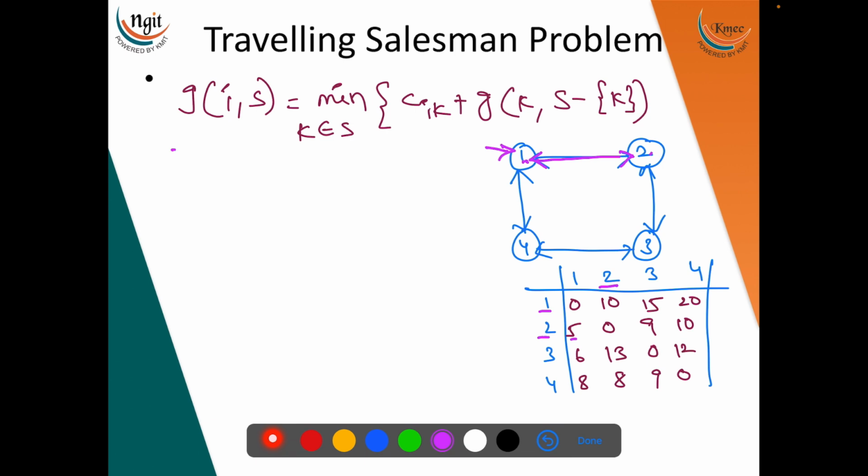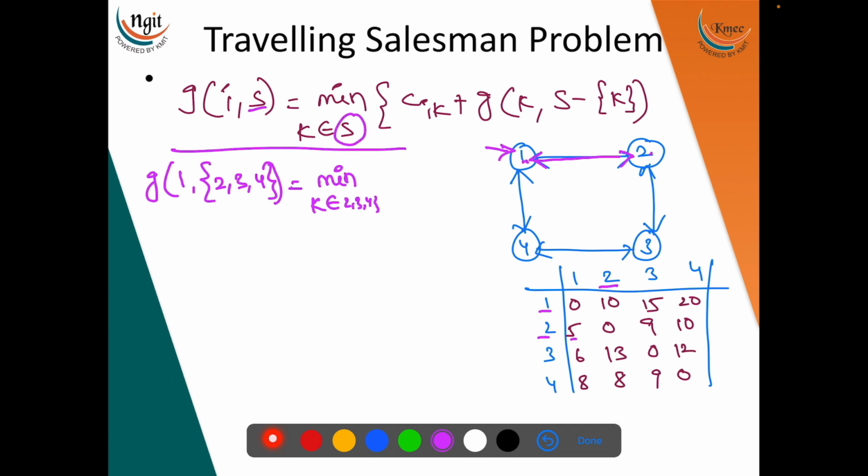Now go ahead. This is the formula to calculate the cost. Now what is g(i, S)? Here i is the starting vertex from where we are starting, and S is the set of vertices that are left. So g(1, {2, 3, 4}) is equal to the minimum cost among all the other remaining vertices, so k belongs to S. S is what? 2, 3, 4. The set is {2, 3, 4}. Now C(i, k), where i is 1.